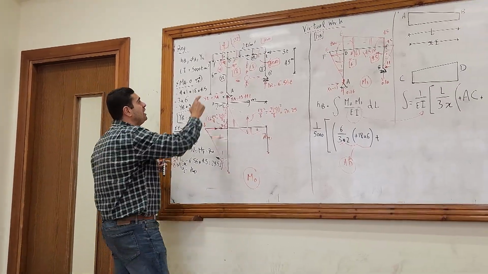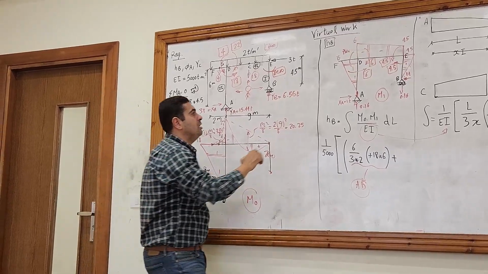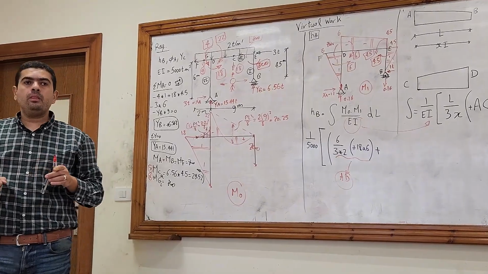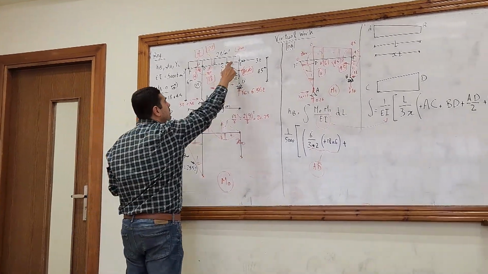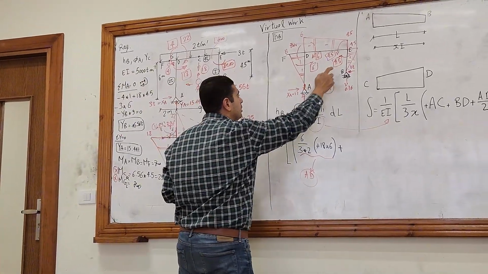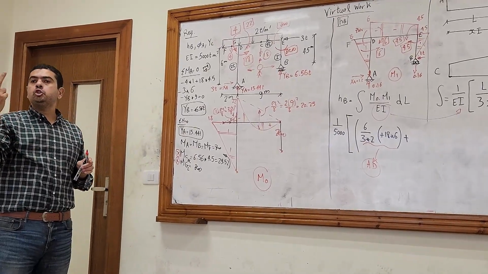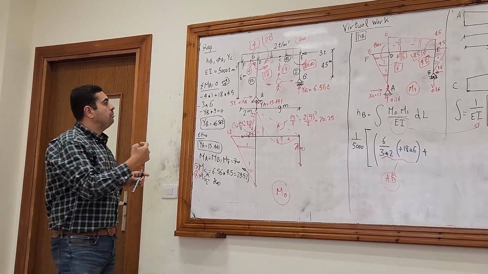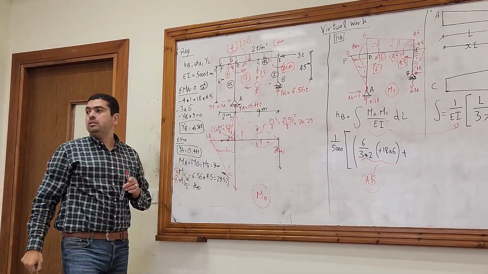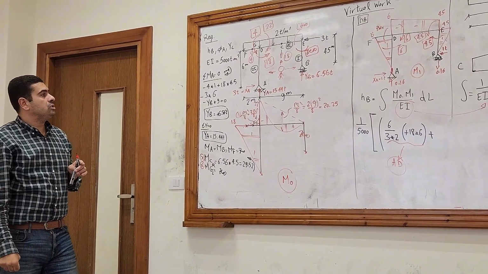But only 2 members will have values when I'm doing the integration, because the member DF has a moment here in M node, but it doesn't have a moment here in M1. So DF is out. The member EB does not have a moment here and has a moment here, so it's out. So I will only integrate 2 members. The first member is AD, the second member is DE. Okay? And I am done now with the first member, which is AD.